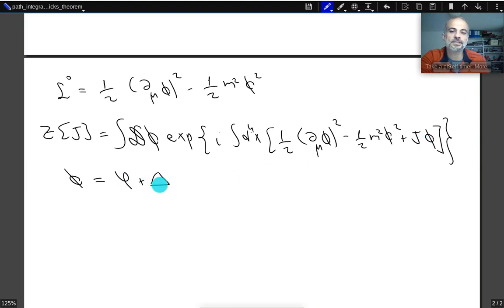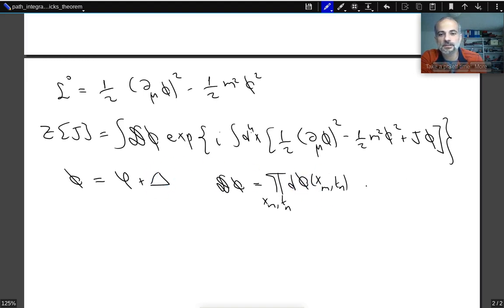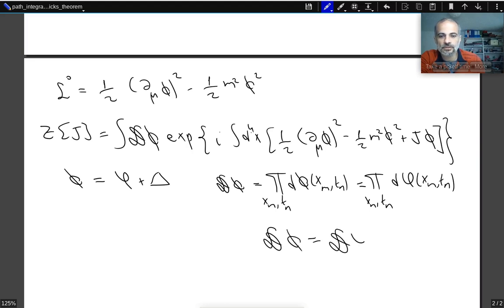I would like to choose a delta such that the linear term will be absent. But note that this measure that appears in our path integral is the product of the d phi(x) over all points in space and time. But since delta is just a constant shift, this is actually equal to the product of d phi(x). So the measure in terms of my original field is the same as the measure in terms of my new fields. So this is something to keep in mind.